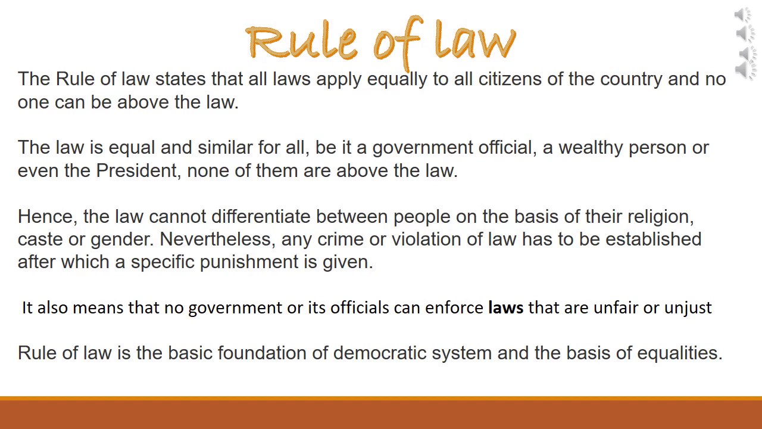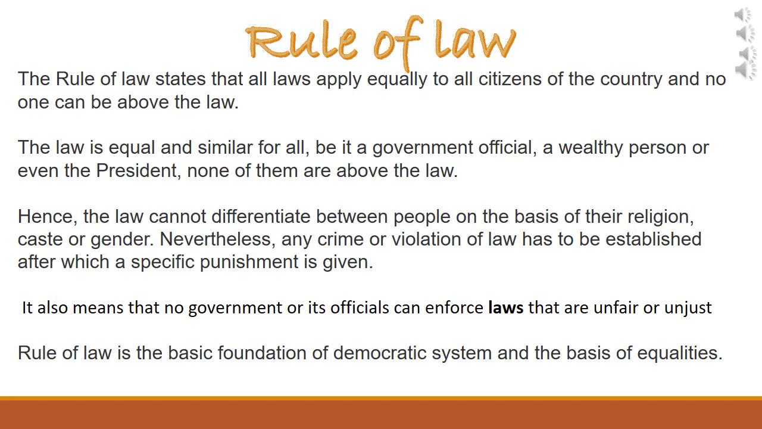The rule of law states that all laws apply equally to all citizens of the country. No one can be above the law. The law is equal and similar for all, be it a government official, a wealthy person, or even the president. None of them are above the law. Hence, the law cannot differentiate between people on the basis of their religion, caste, or gender. Nevertheless, any crime or violation of law has to be established, after which a specific punishment is given.